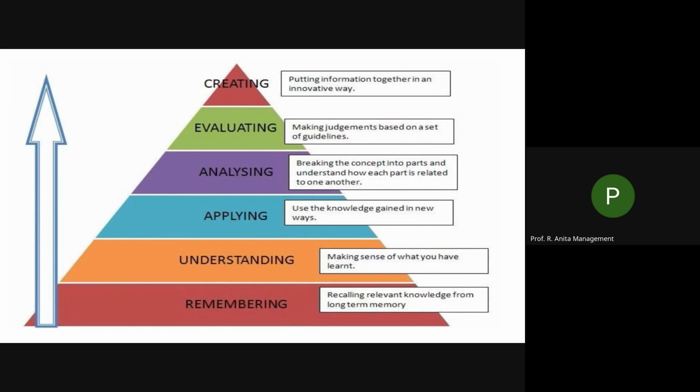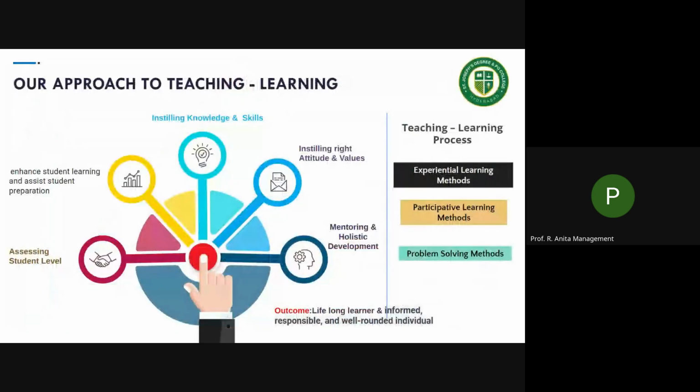How should the environment of teaching learning be in the organization? We shall be discussing further, along with the criteria and the key indicators that are mentioned in the NAAC. Now, in our college, as an autonomous college, our approach to teaching learning is that we try to see how to assess the student level, and how we can enhance student learning and assist them in student preparation.